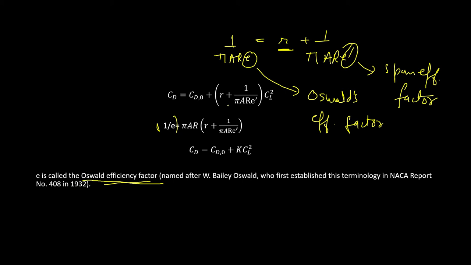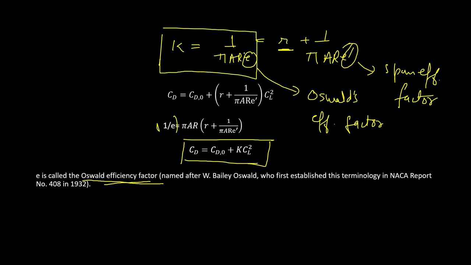So after taking all this into account, the formula now reduces to CD is equal to CD naught plus K CL square, where K is 1 upon pi AR E. This is the value of K. K is equal to 1 upon pi AR E, where E is Oswald's efficiency factor and E is chosen in a way that 1 upon pi AR E is equal to R plus 1 upon pi AR E dash, where E dash was span efficiency factor.